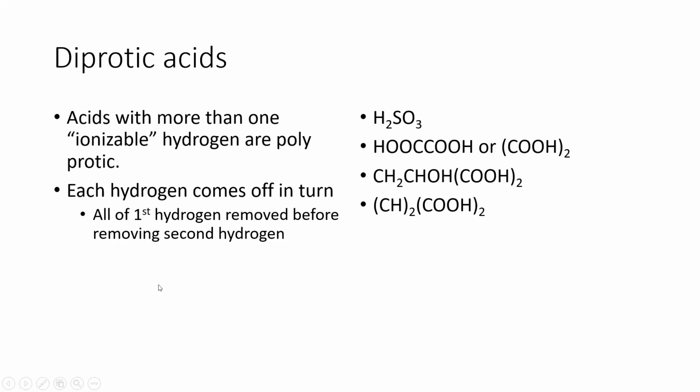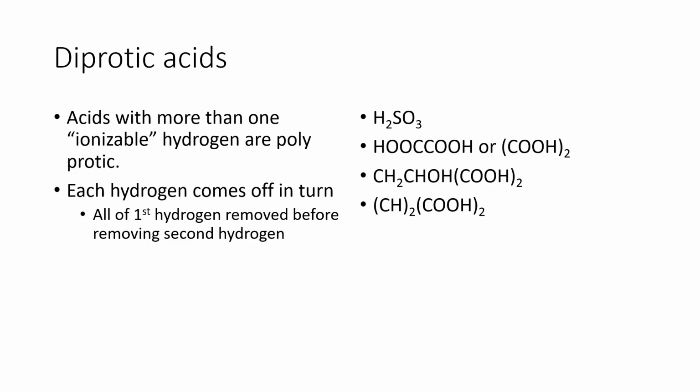All right, so let's talk about diprotic acids. A diprotic acid has more than one ionizable hydrogen. Sometimes molecules have hydrogens that are so strongly covalently bonded, they're not going anywhere. But if they're attached to an electronegative atom, say an oxygen, for example, or a halogen, then they are ionizable. They can come off as an H+. If there's more than one of those, we call it a polyprotic acid. If there's two, that's specifically a diprotic acid.